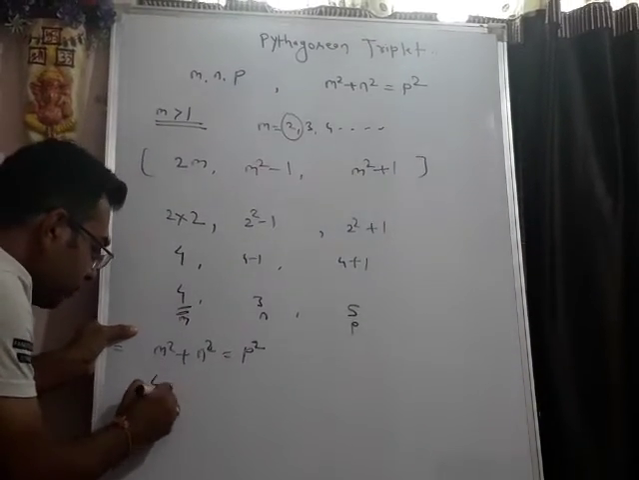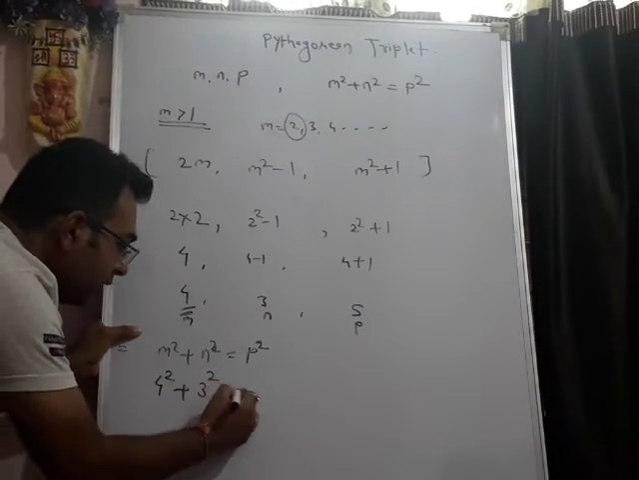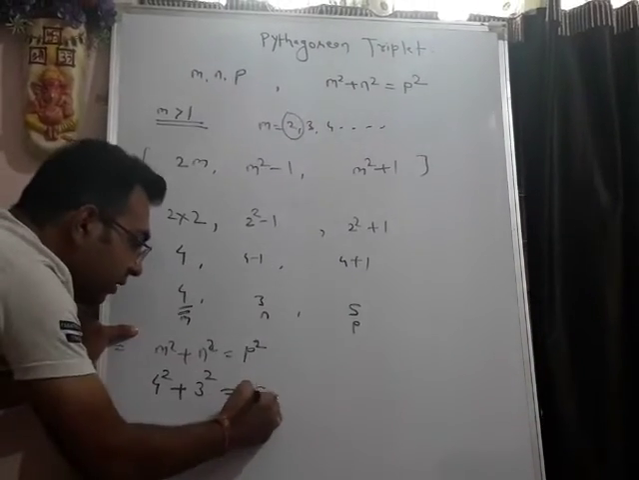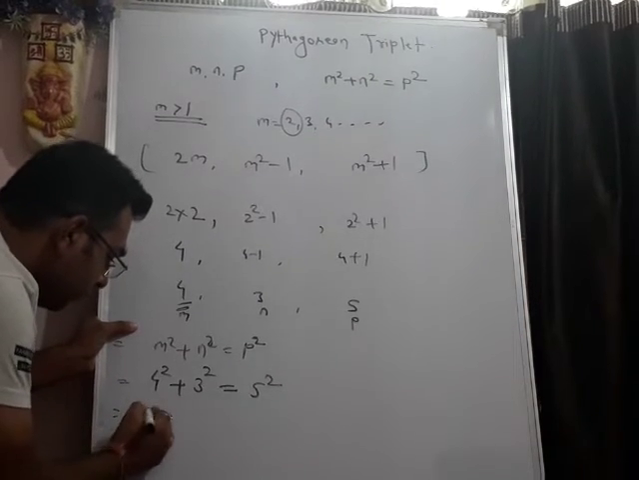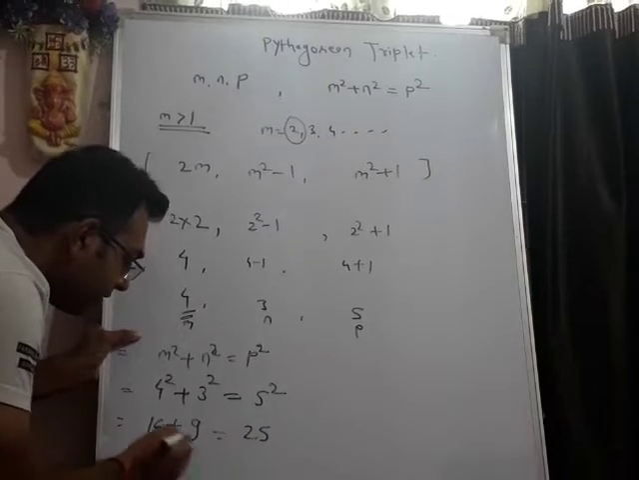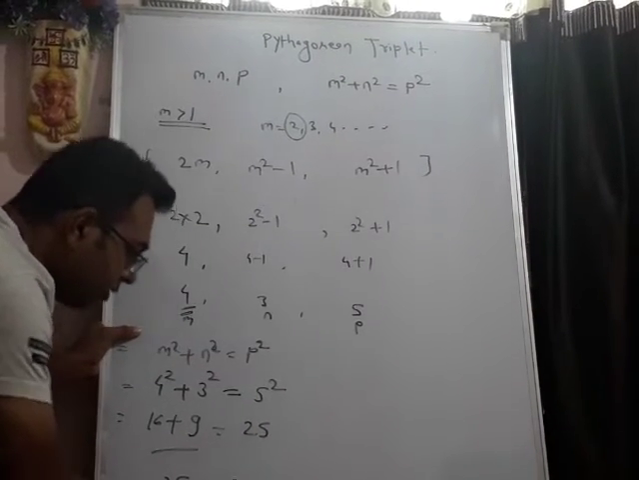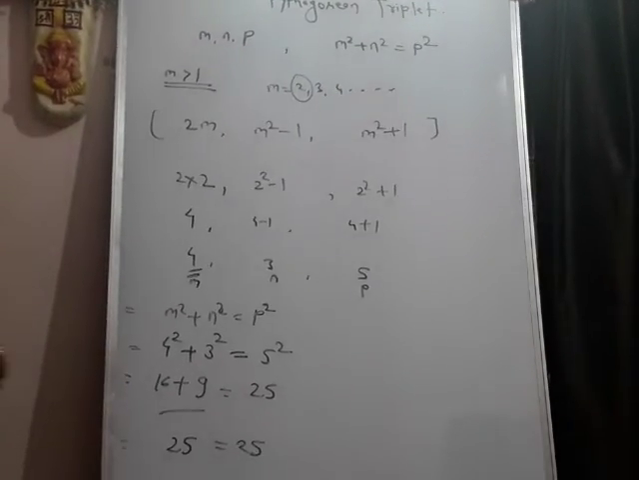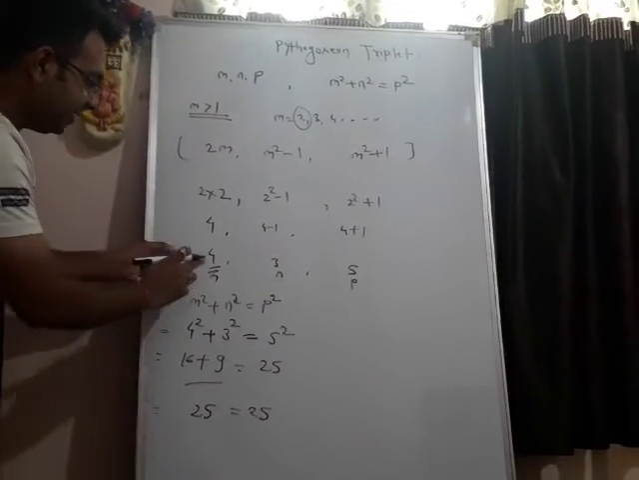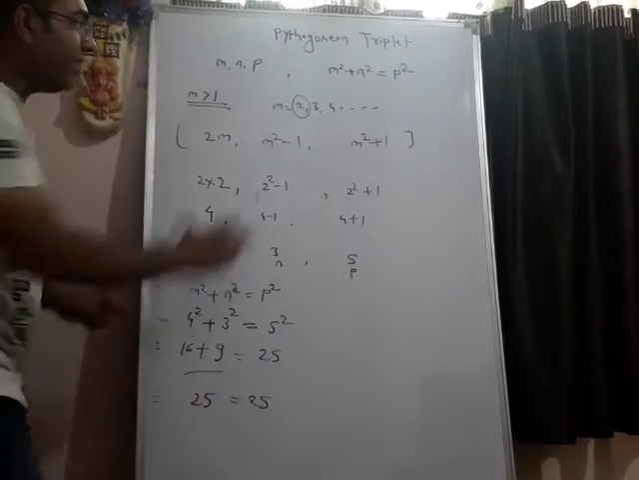m square is 4 square plus n square is 3 square. Is it equal to p square, that is 5 square? Let us check it. 4 4s are 16 plus 3 3s are 9 equals 25. Obviously 16 plus 9 is 25, which is equal to 25. So the values 4, 3, 5 will be the Pythagorean triplet for n equals 2.